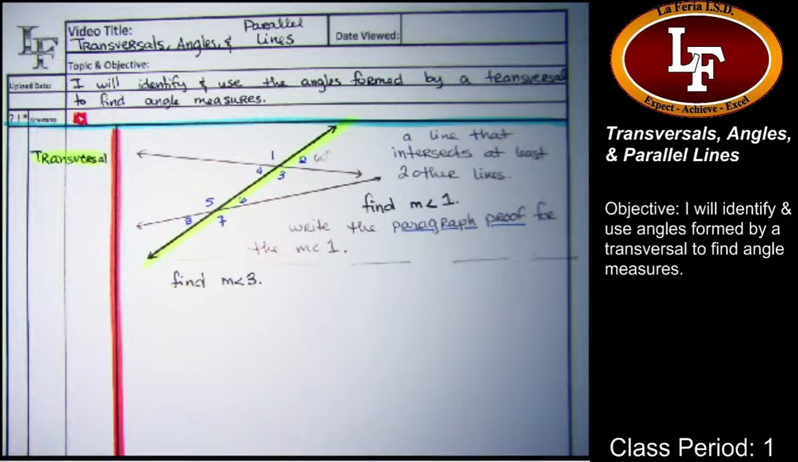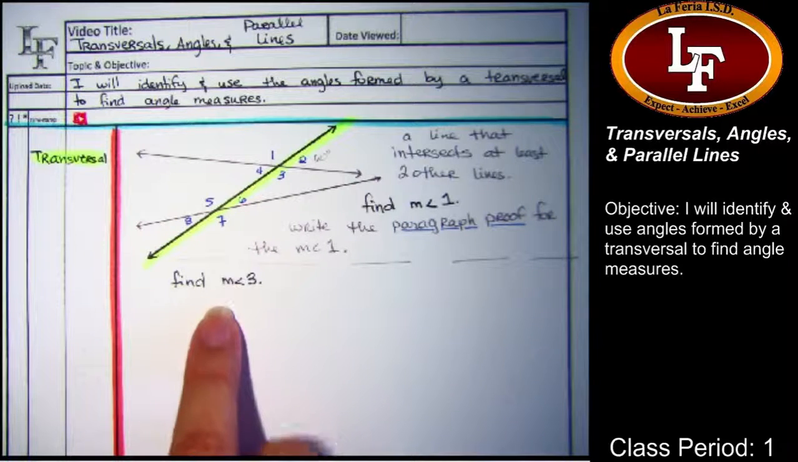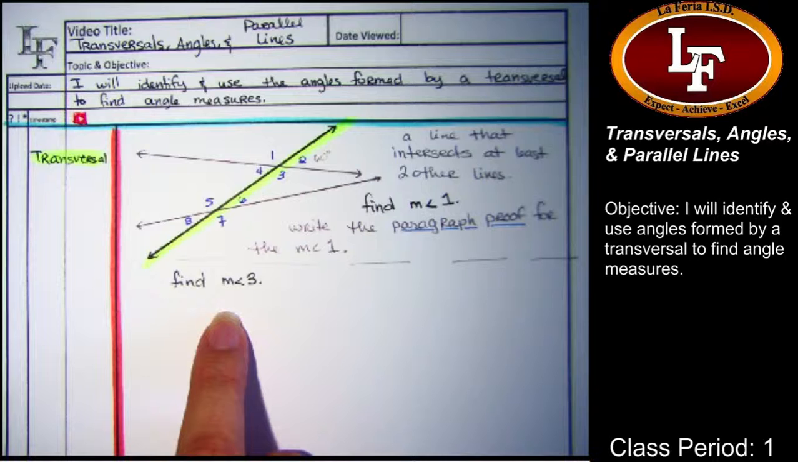Okay. Notice the new directions. The new directions read, find the measure of angle 3. Did you find angle 3? Oh, angle 3? Yes.